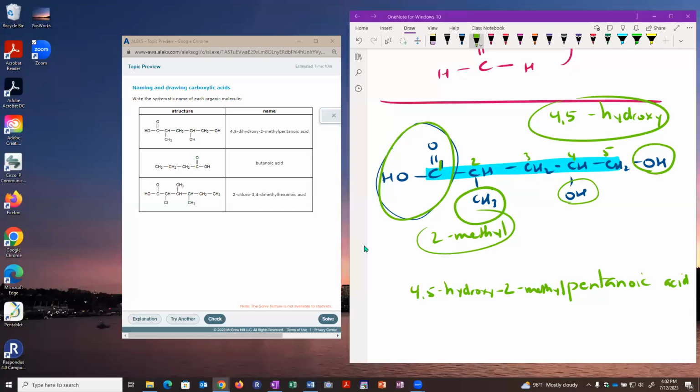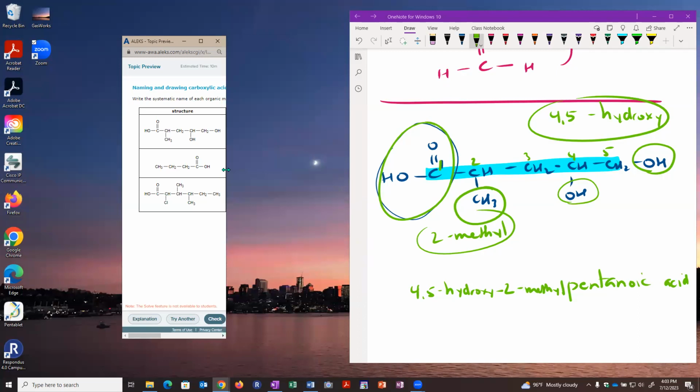All right, so as you name it, there's one thing to note about the name, because we have 2 hydroxy groups. Okay, we actually do need the prefix di for dihydroxy in the name, and we'll include that here as well. All right, so 4,5 dash dihydroxy for 2 hydroxyl groups, and then our 2-methyl pentanoic acid.